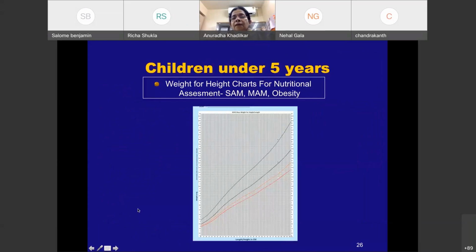Now, in children under 5 years of age, you know that we use SAM and MAM, and for obesity, we use the upper centiles, that is +2. More than +1 is at risk, and more than +2 is obese. And in older children, as I said, we use BMI.